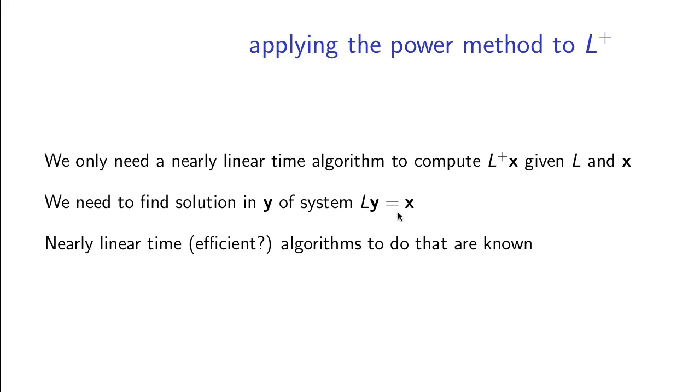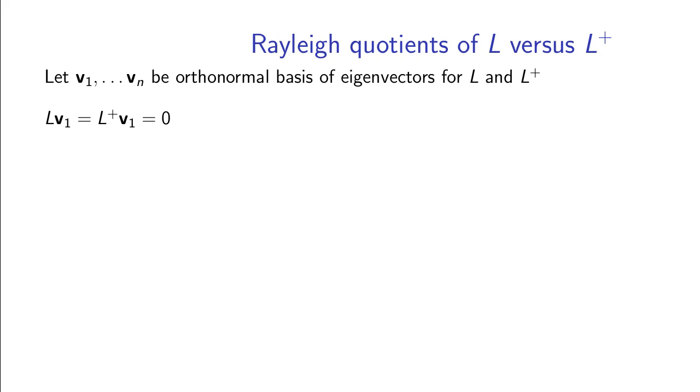And for this problem of solving in y a system of the form Ly equals x, where x is known and L is a Laplacian, nearly linear time algorithms are known, and the most recent of them appears to be also efficient in practice. And notice that by nearly linear time, we mean time linear up to extra log n terms in the number of non-zero entries of the Laplacian, so in the number of edges of the graph G. So we are able to compute a vector of large Rayleigh quotient for L plus, given L.